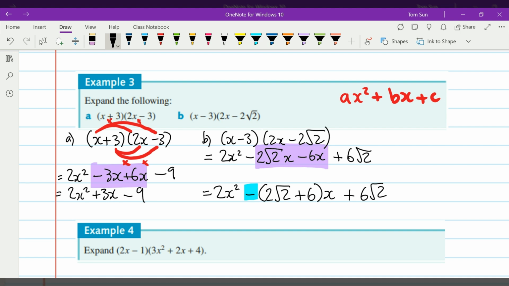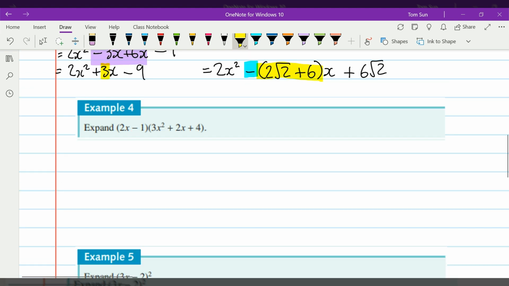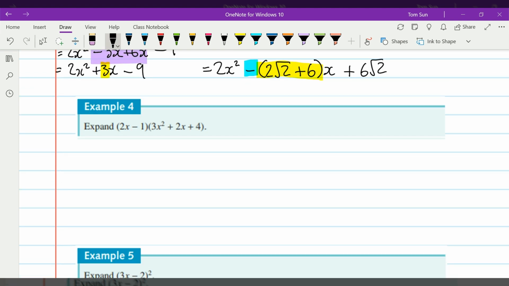So the only difference between this question right here and this question is that the x coefficient, which is right here, is the same thing as this, except there's no clean way of adding 2 root 2 with 6, so we just leave it like this instead of writing it as one single number. Okay, next one. Once again, this expansion is just going to be a little bit bigger.